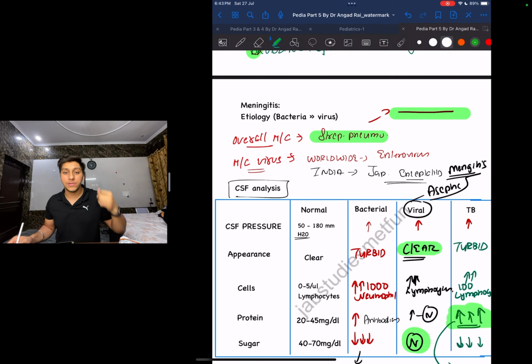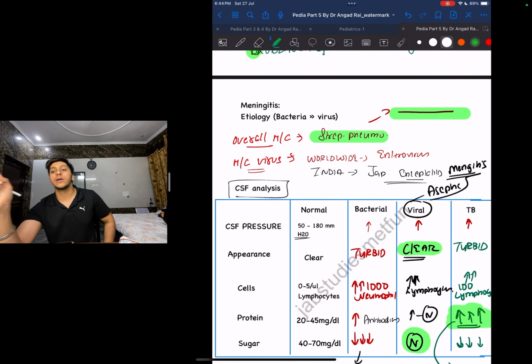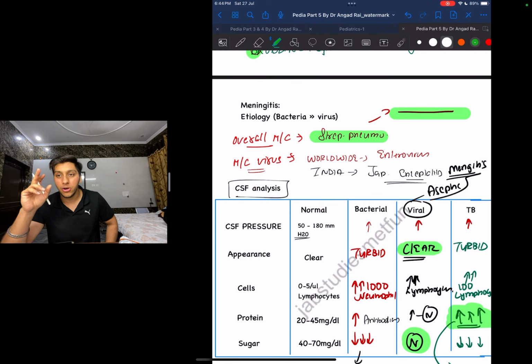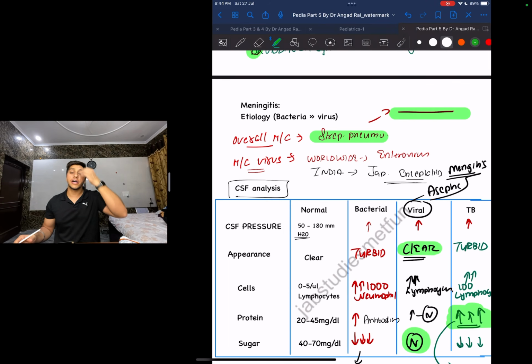Again, if you don't know, search for it, so that once you search for it, you will retain it much more than if I had already given it to you in the slide. Okay, if they ask you the virus, guys, worldwide the most common cause of viral meningitis is going to be enterovirus. In India, it is going to be Japanese encephalitis. And encephalitis is a different thing. We're talking about meningitis. So in meningitis, enterovirus, and in India, Japanese encephalitis. While if you talk about encephalitis, herpes is a common cause.